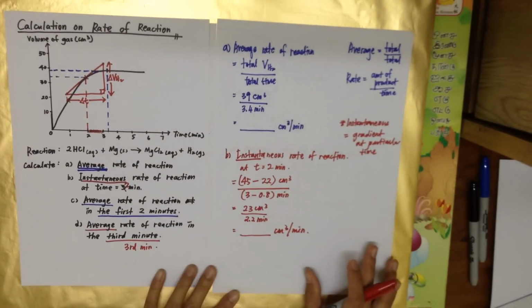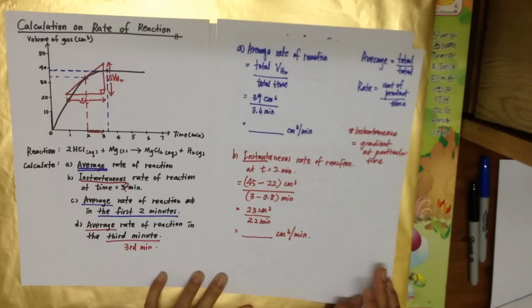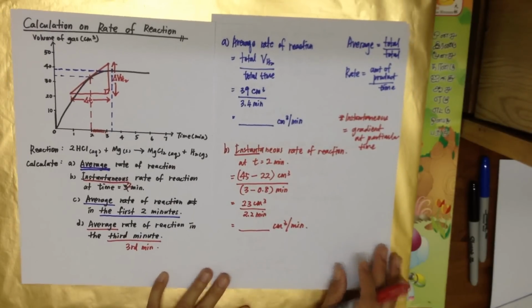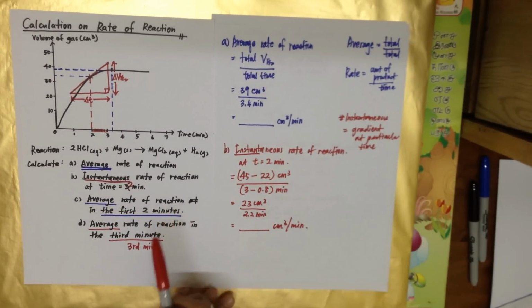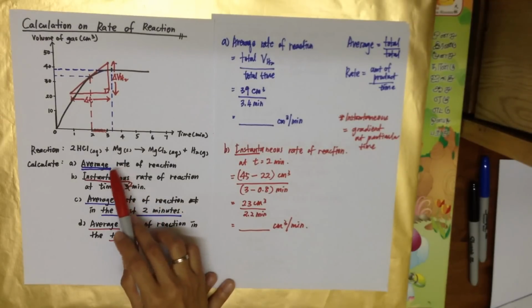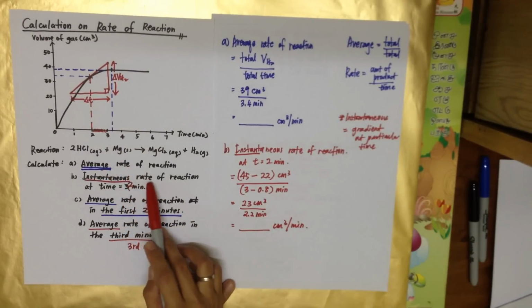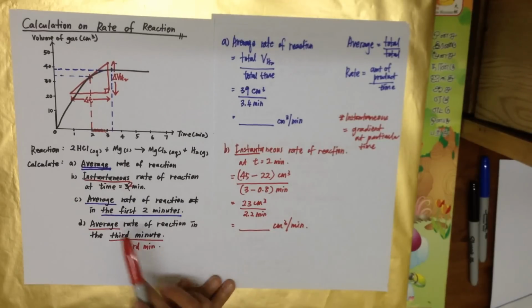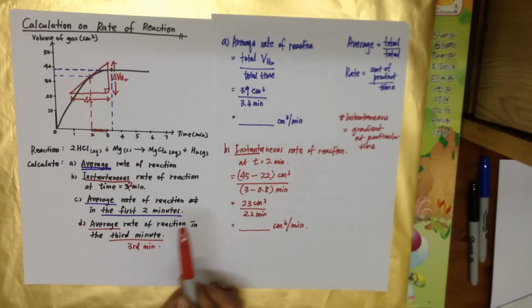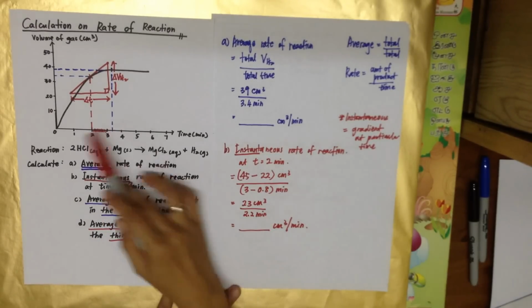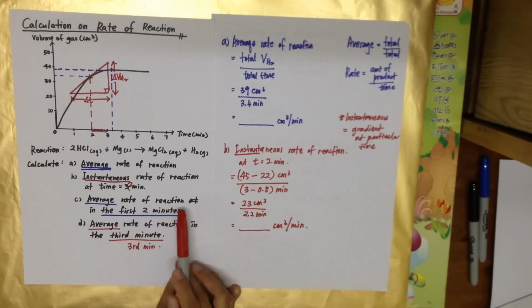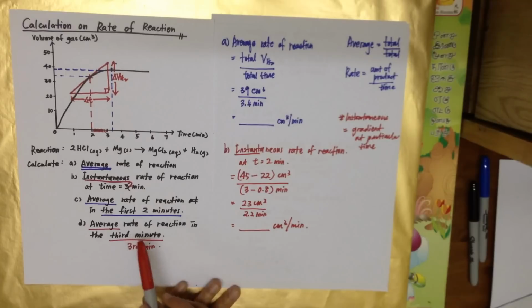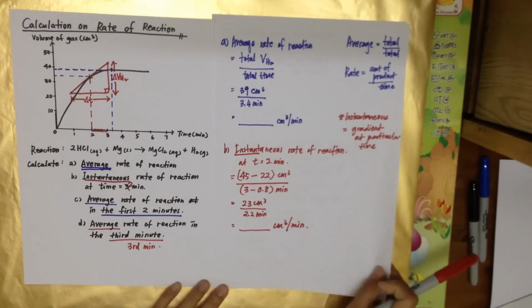So I also shared with you a particular calculation on the rate of reaction, in which usually the rate of reaction will be the average rate or the instantaneous rate at different times. If it is the average rate, we have to know whether it is the average rate of reaction throughout all the time, or the average rate of reaction in the first few minutes, or the average rate of reaction in one particular minute.